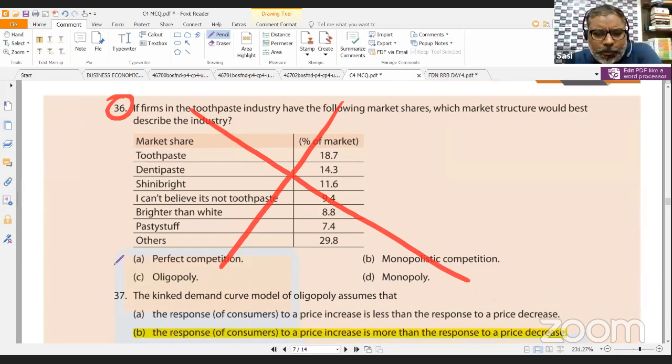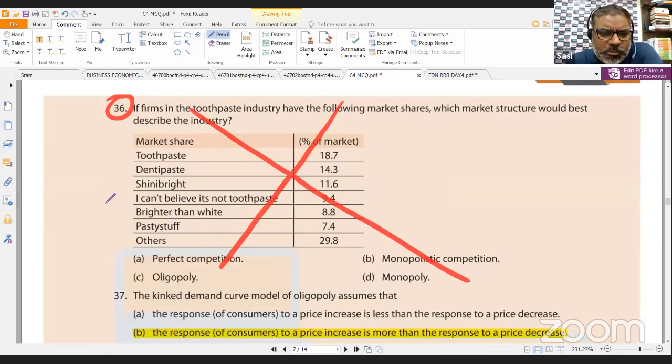Is it monopolistic competition? Quite possible. Definitely, we can call that monopolistic competition. But if the answer is oligopoly, I cannot help it. Whatever it is, different types of brands are there, all having a reasonable market share. But we don't know anything about them.